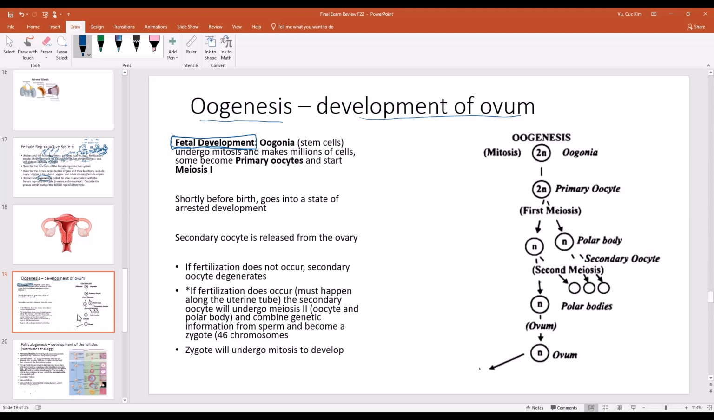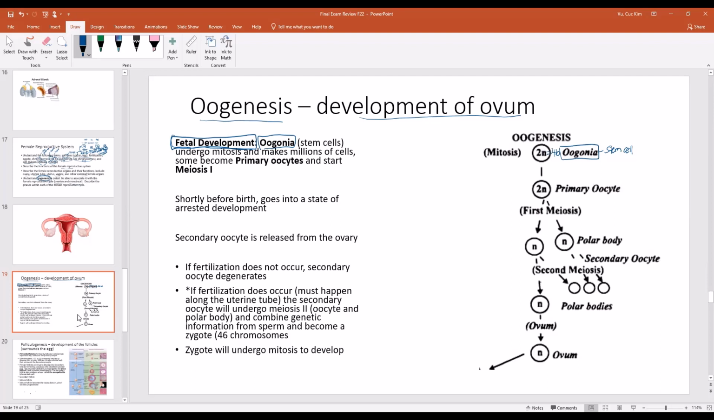As she's forming in her mother's womb, she's going to have what's called oogonia. That's the starting cell, the cell that starts it all. These are the stem cells that will eventually become what? Oocytes. Right, eggs. So the oogonia, the stem cell, is 2N, which means it has how many chromosomes? 46, because it's diploid.